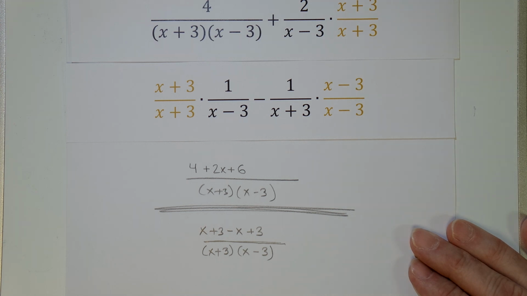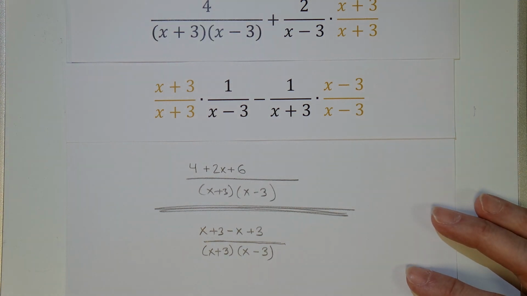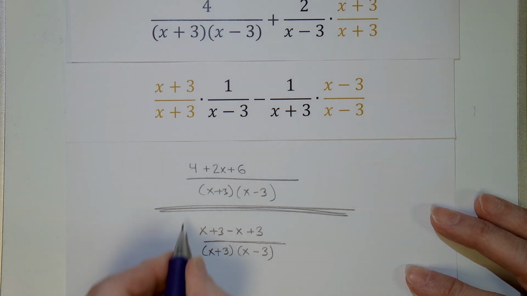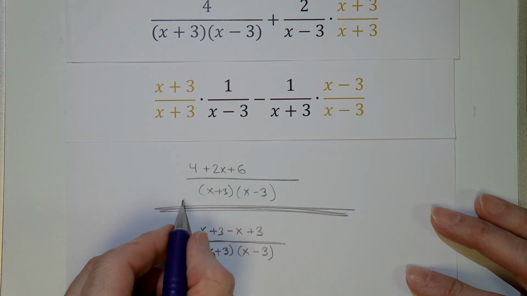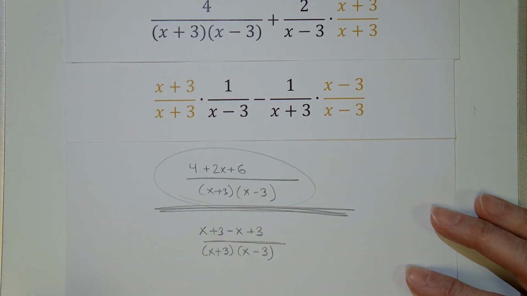And now, before I apply the division rule of fractions, I'm going to simplify the numerators. So I'm going to look at this right here. I can combine the 4 and the 6. So I have 2x plus 10 over x plus 3 times x minus 3.